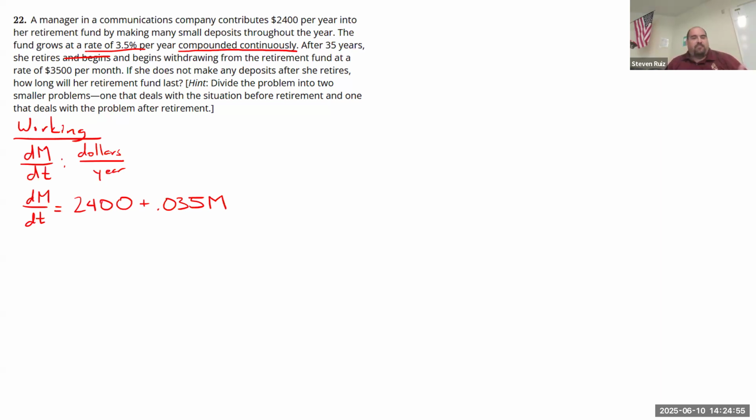So I got two different components here. There'll be a linear component, which comes from the constant rate of change, and there'll be the exponential component, which comes from this 0.035 M term. All right, so that's the rate of change, that's the differential equation for while she's working.